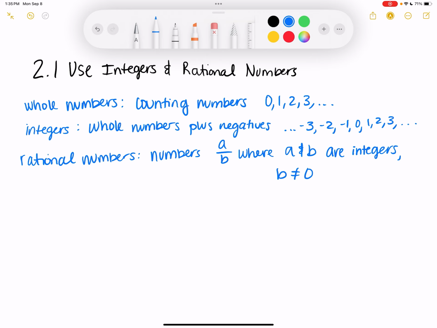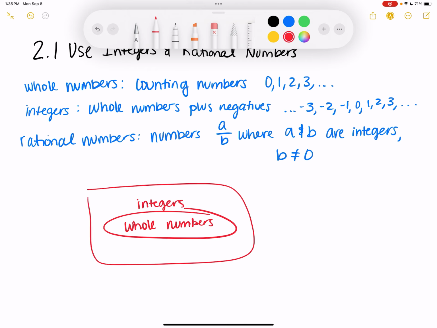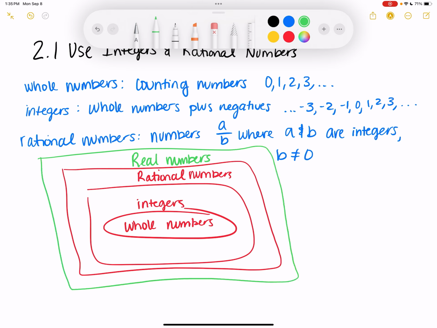And then as a diagram for you, basically whole numbers are integers, but not all integers are whole numbers. All integers are rational numbers. And then the overarching set of all of this is real numbers. You're probably like, aren't all numbers real? Well, as far as you know at this point, yes. However, we do have something called imaginary numbers that you learn about later in math.